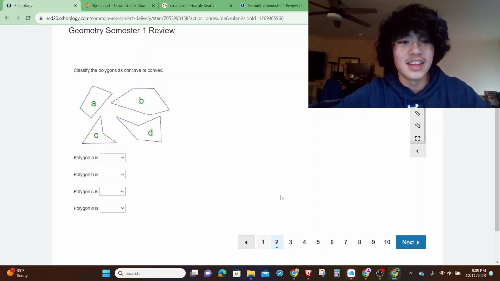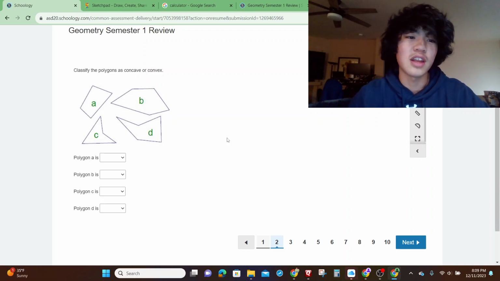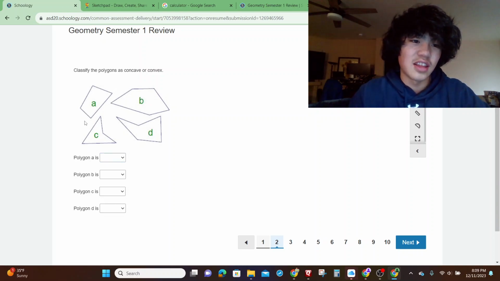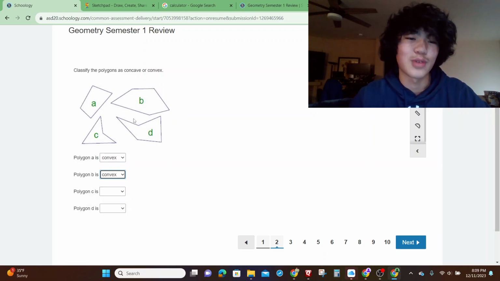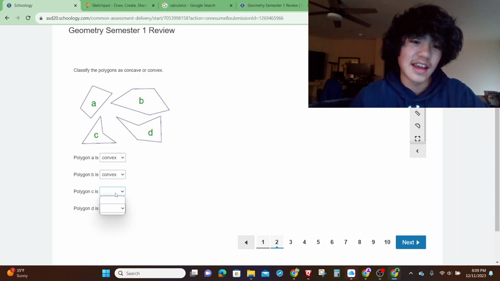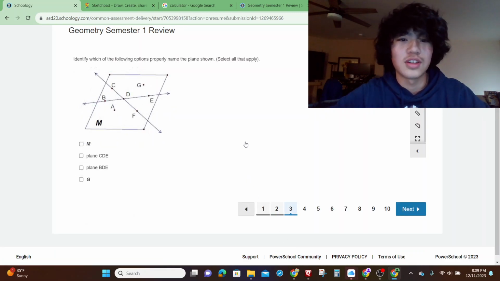This problem asks us to classify the polygons as either concave or convex. So we'll look at polygon A, and as you can see, there's not like a little cave thingy, so it is convex. Same with polygon B, that is also convex, as there's no cave thing. But you see how C kind of bends in like this, kind of like a cave. So that's a concave. Same with D. You see the bend right here? That means it's concave.